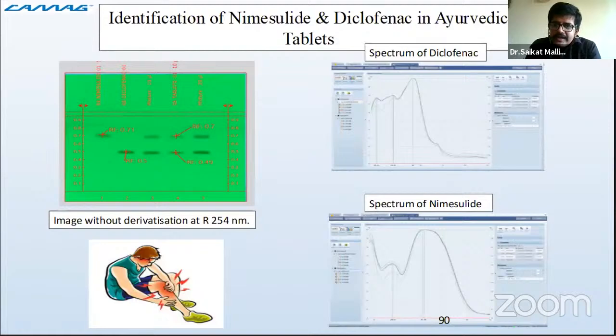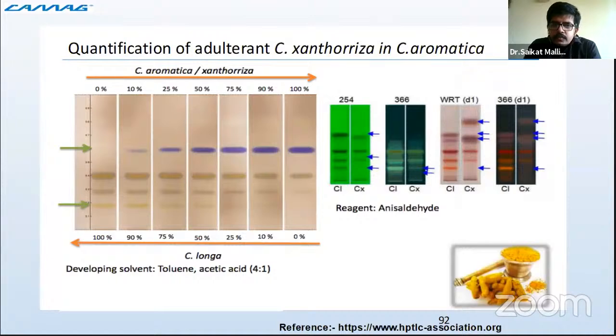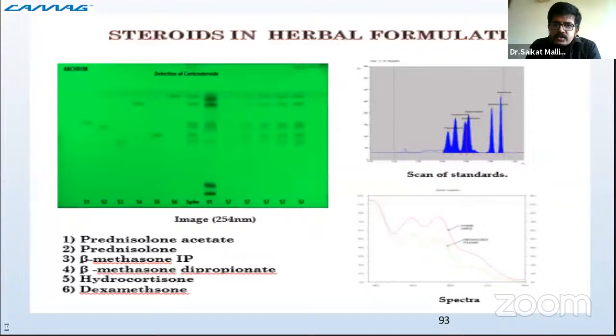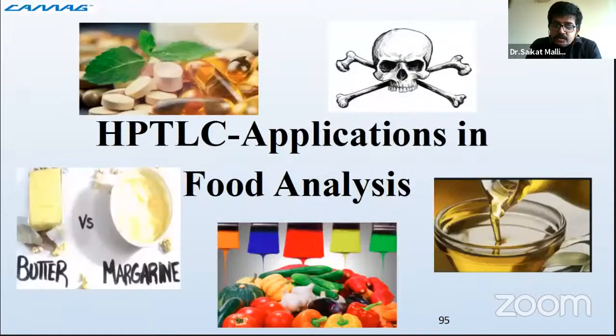This is synthetic additive detection, not really in our perspective today, but we'll move across it. Adulteration can also be suspected and checked like this. This is about curcuma, haldi. We all know there is another species, and if it is adulterated, you can check it out. Then steroids and stability check: if impurities or some other metabolite are forming, that is also very interesting. You can find out with HPTLC by comparing at the zero stage and later stages.